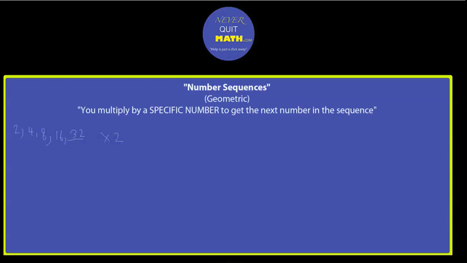Let's try another one. Let's go with 3, 9, 27, and then what's next here? Thinking about it, what could it be? Obviously, in this sequence we're multiplying by 3. So guess what this is going to be? It's going to be 81, which is 27 times 3.